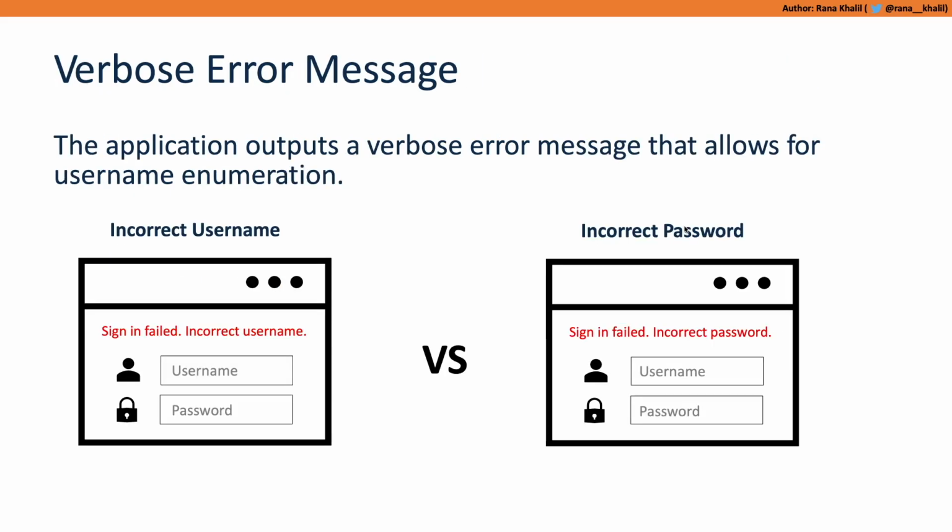Another example is using verbose error messages on authentication mechanisms. So in the login functionality, if you put in an incorrect username, the application responds with the error, sign in failed, incorrect username. But if you put in a correct username but an incorrect password, you get a different error message saying sign in failed, incorrect password. So the fact that the application responds with a different error message depending on whether the username or password is incorrect allows an attacker to enumerate the list of valid usernames in the application.